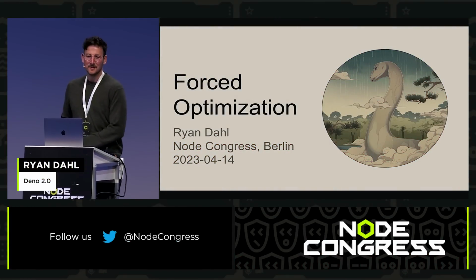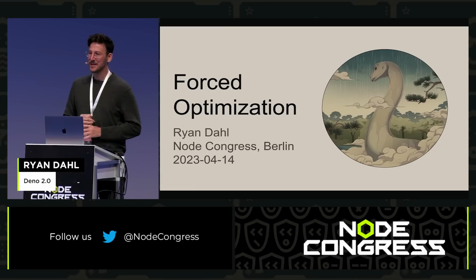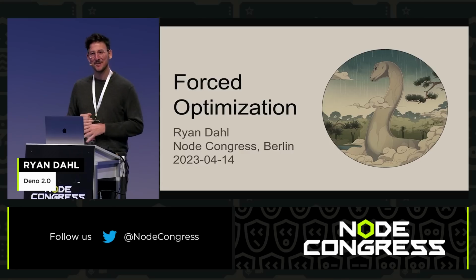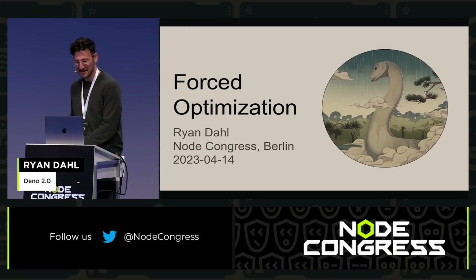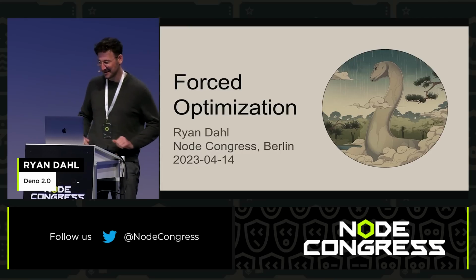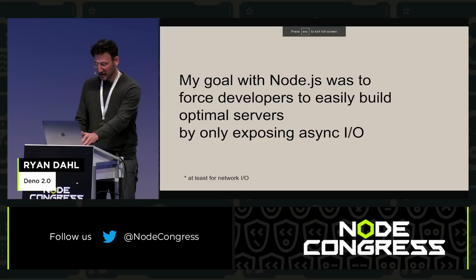My talk is not called Deno 2.0. It's called Forced Optimization. There's this trick you do when you apply for conference talks where you just give some title and some description, and then the night before you make it up as you're going along.